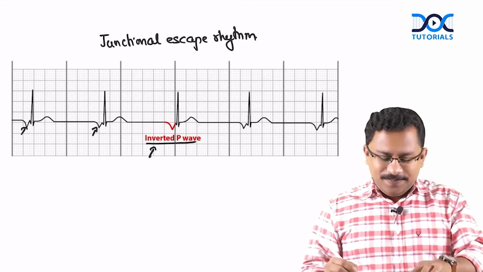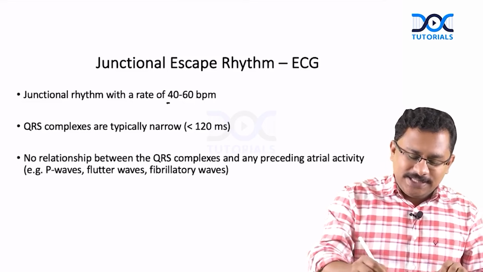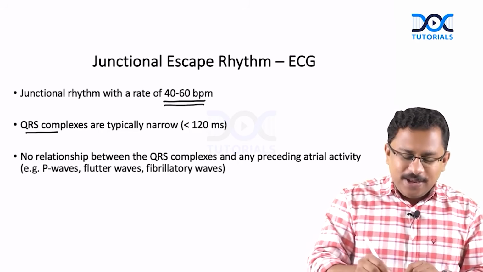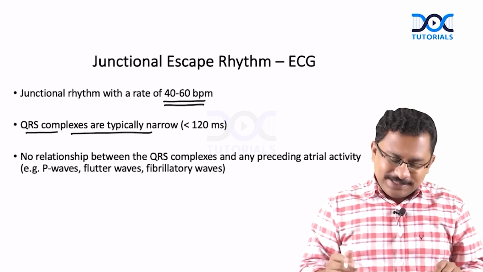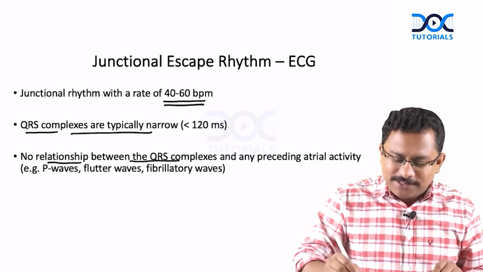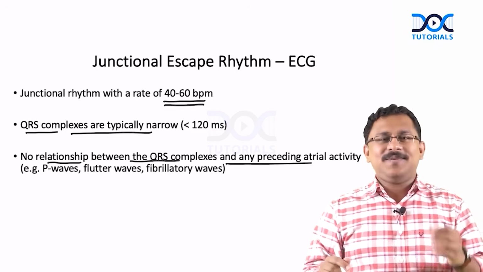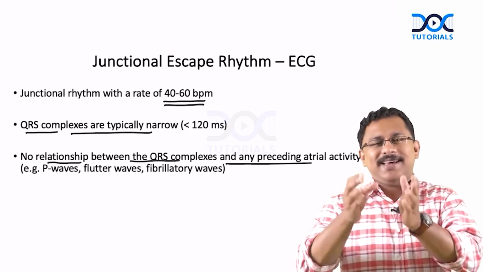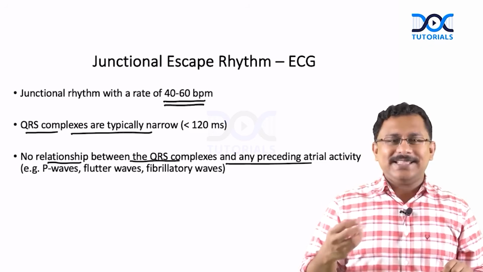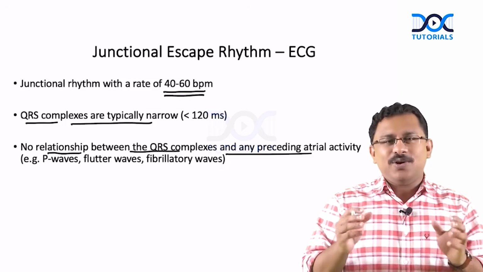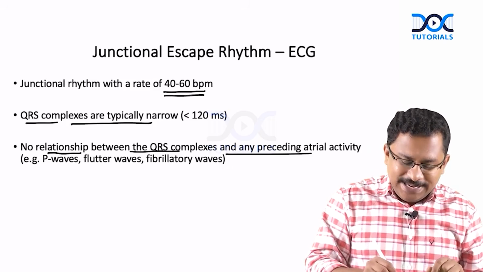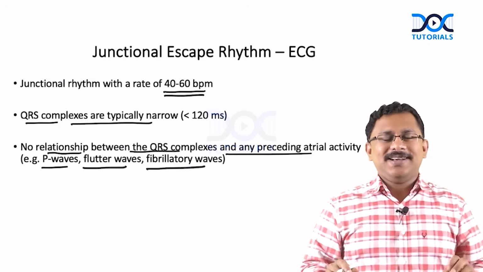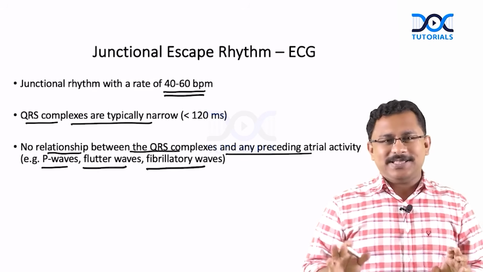Now the ECG features of junctional escape rhythm: the rate is around 40 to 60 beats per minute, narrow or normal QRS, and there is no relationship between the QRS complexes and any preceding atrial activity. Because it is not the SA node acting as pacemaker here, it is the AV node. So there won't be any definite relation with the preceding atrial activity, whether it be P waves, flutter waves or fibrillatory waves, the reason being the AV node is acting as the pacemaker.